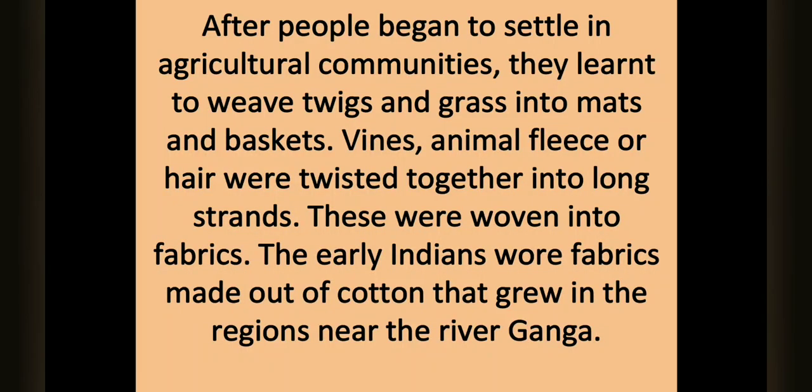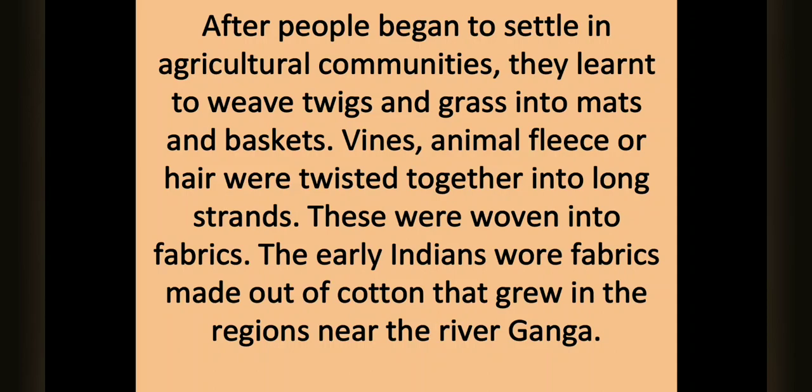After people began to settle in agricultural communities, they learned to weave twigs and grass into mats and baskets. Vines, animal fleece, or hair were twisted together into a long strand. These were woven into fabrics. The early Indians wore fabrics made of cotton that grew in the region near the river Ganga.